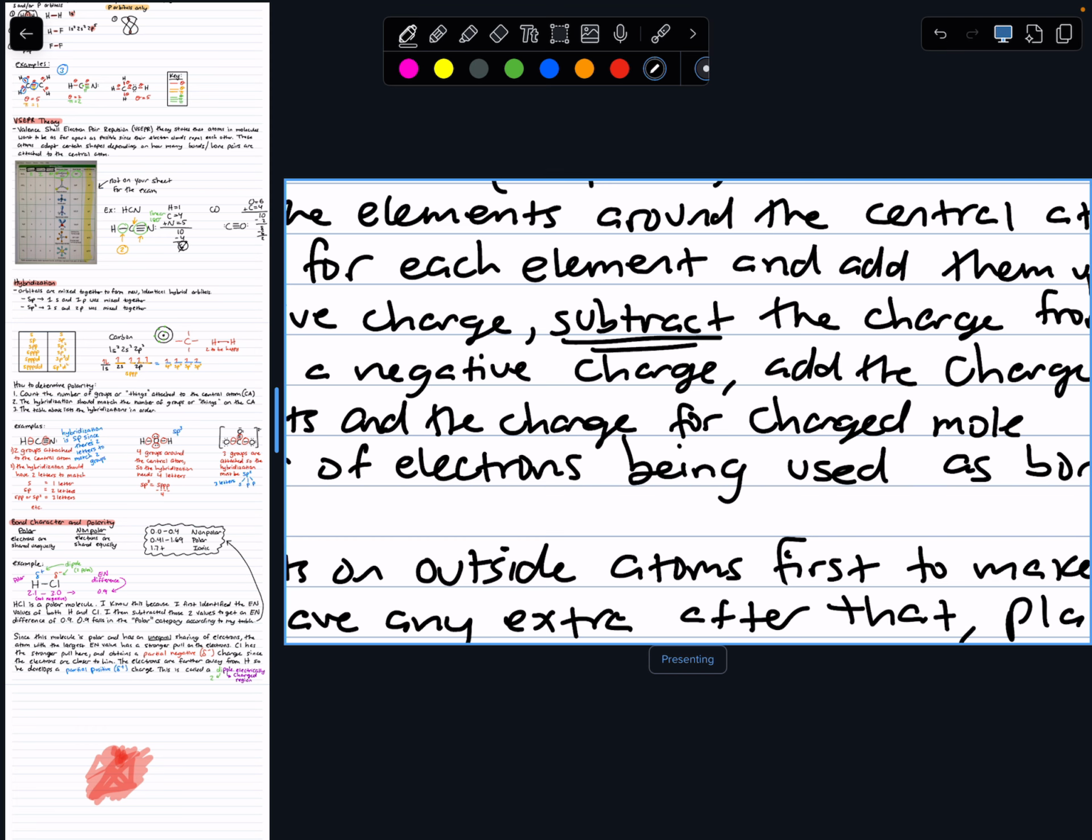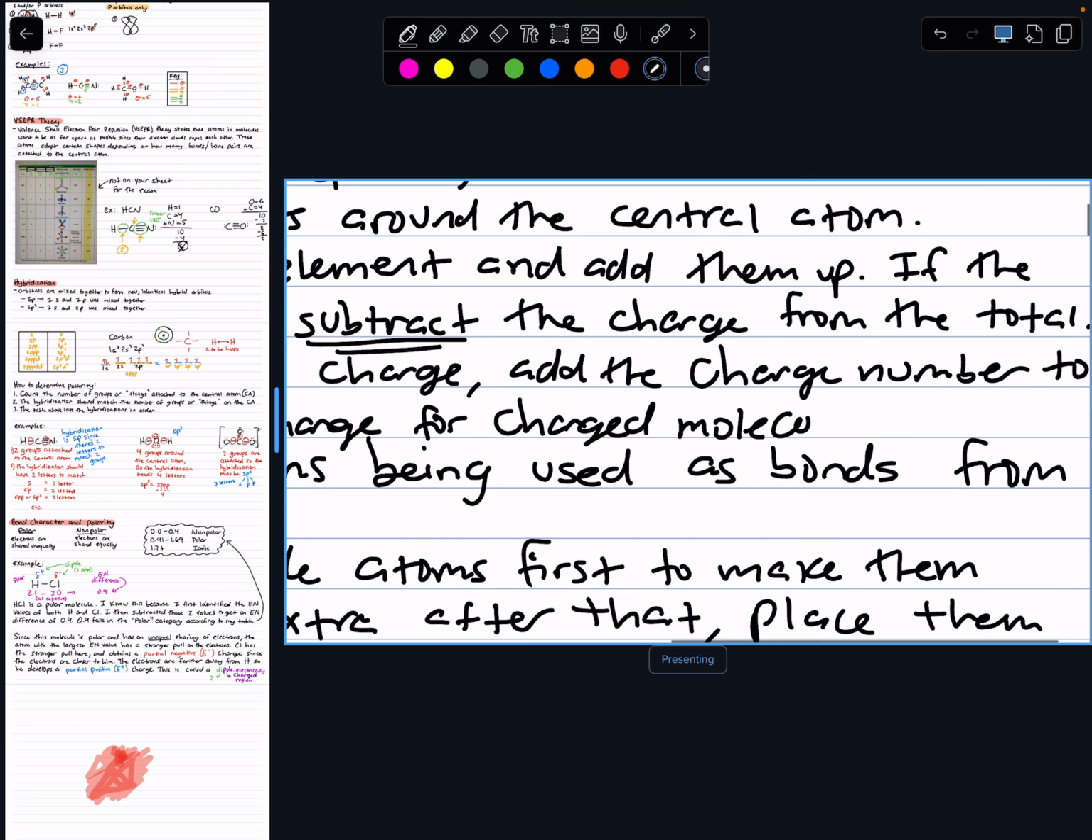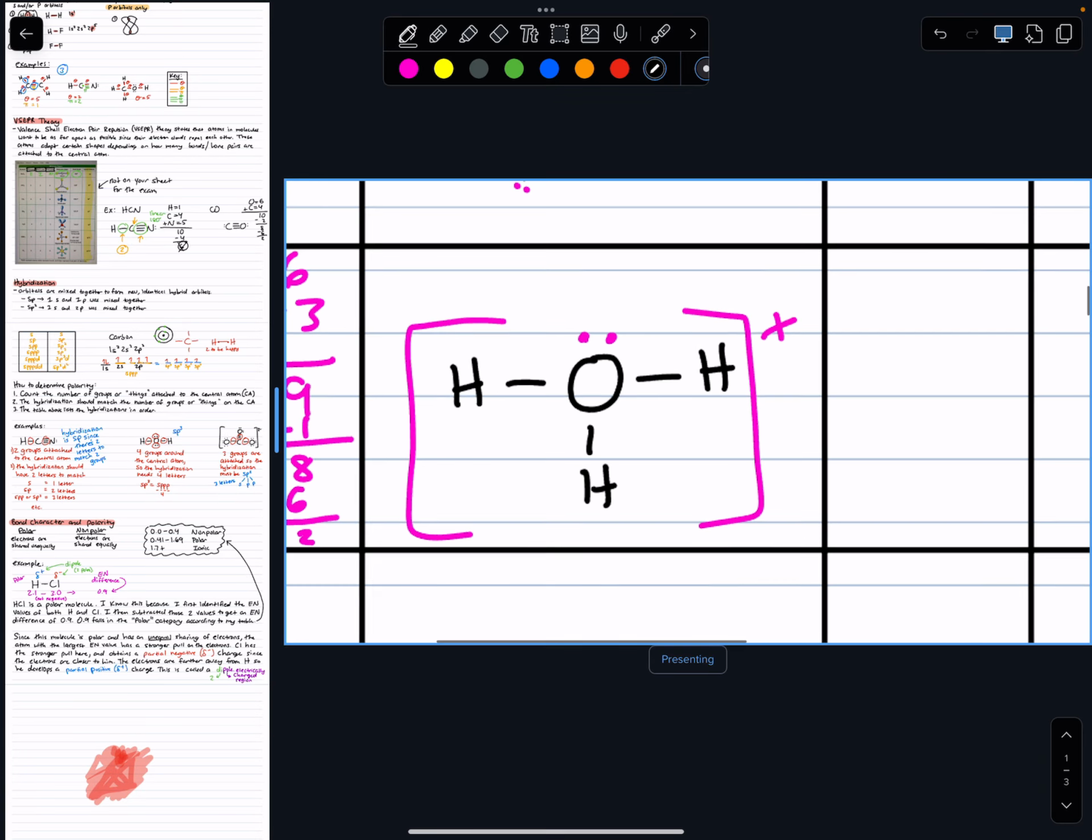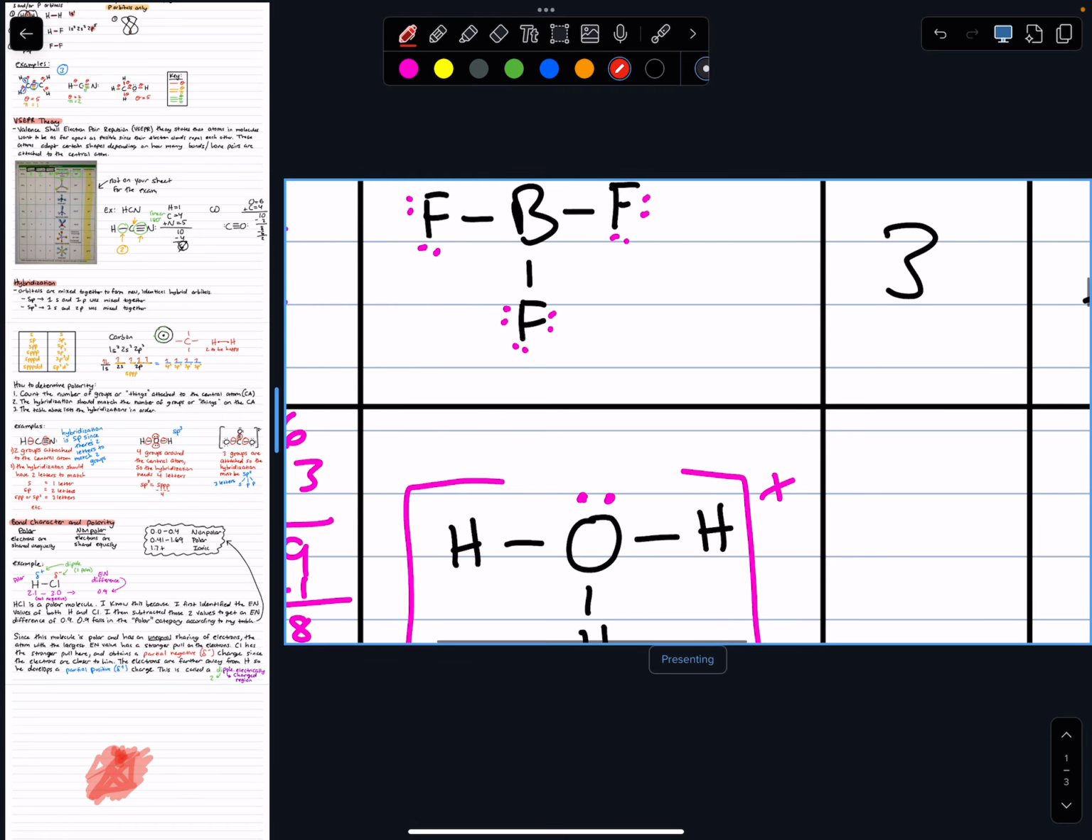Okay, how many total groups are on H3O plus? 4. Good. Why is it not 3? Because there's a lone pair. Perfect. This counts as a group. Yes. 1, 2, 3, 4.